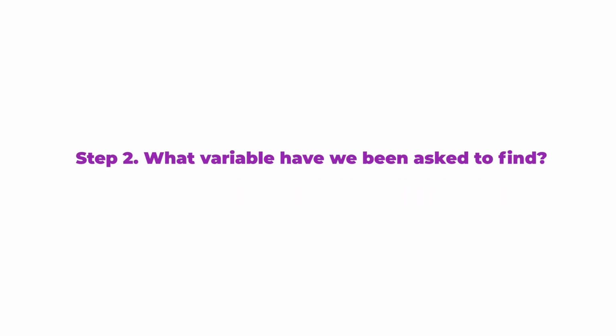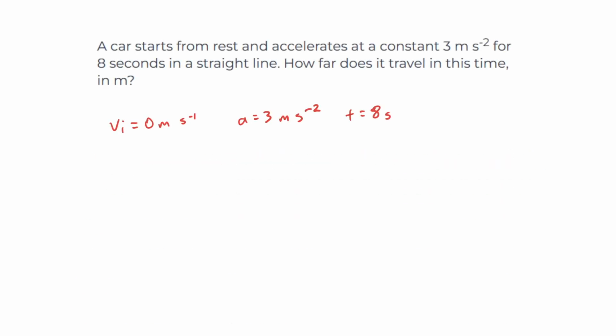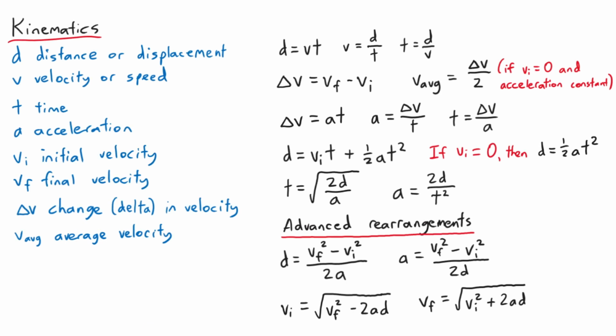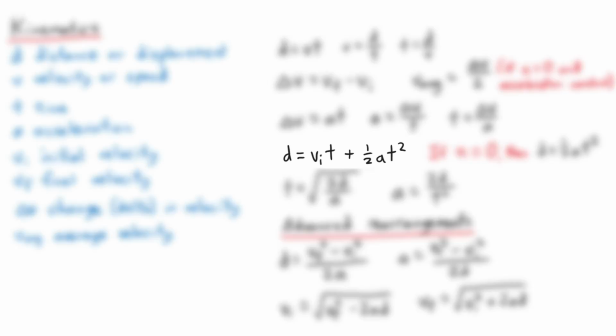Step 2. What variable have we been asked to find? We want to find the distance, d, in meters. So d equals question mark in meters. Step 3. Find the equation that has all of our variables. We need an equation that contains Vi, a, t, and d. This equation is d equals Vi times t plus half a times t squared. Complicated, right? Well, because Vi is equal to 0, we can make it simpler into d equals half a t squared.